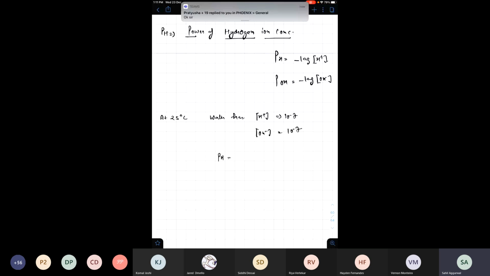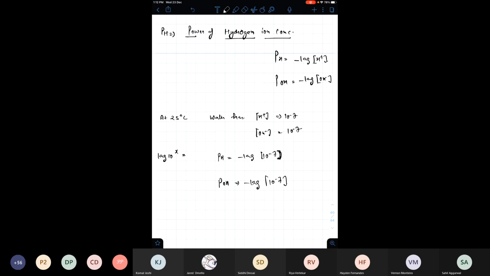So pH will be minus log of 10 to the power minus 7. I gave you the properties of log. You have those properties of log at the last page of your notebook. So what I told you, log of 10 to the power x is? What is log of 10 to the power x? So this will come 7, this will also come 7.